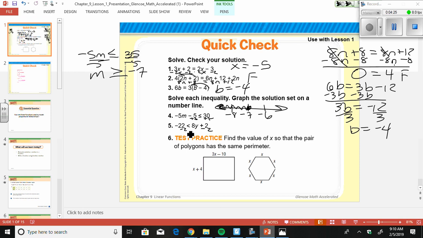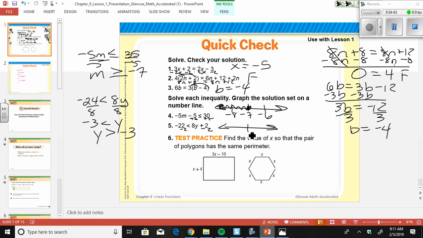Subtract 2, so I get -24 less than 8y. Divide by 8. So -3 is less than y because I did not multiply or divide by a negative. It stays the same direction, but now I'm going to change everything so that y is on the left. So we have -3.